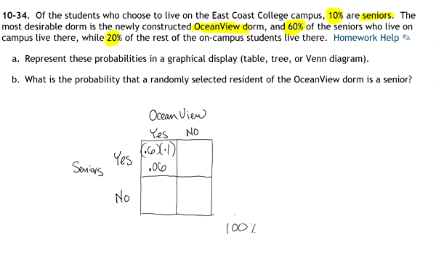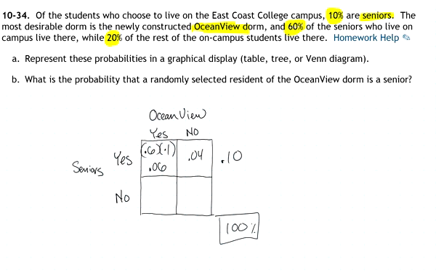So again, this 100% represents the entire campus, and of the entire campus, 6% is the seniors who live on campus and live in Ocean View. Now, if 6% live in Ocean View and seniors are only 10% of the overall campus, that means this has to be 4%, not 40%, 0.04. So when I add those two together, it is nice that I do get the 10% right there.